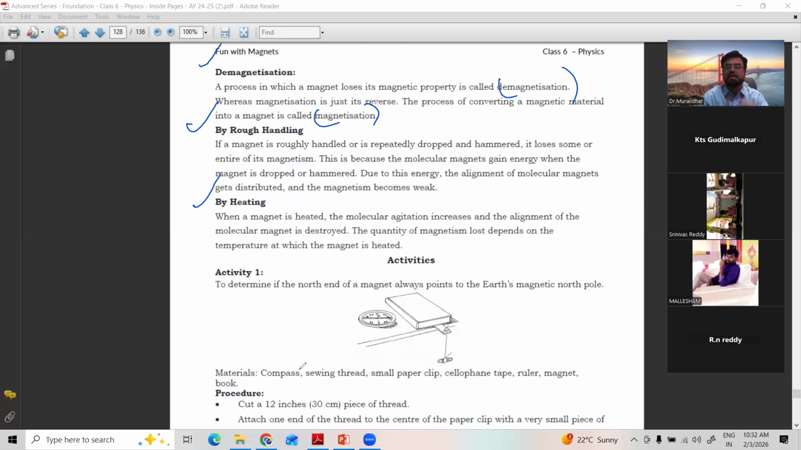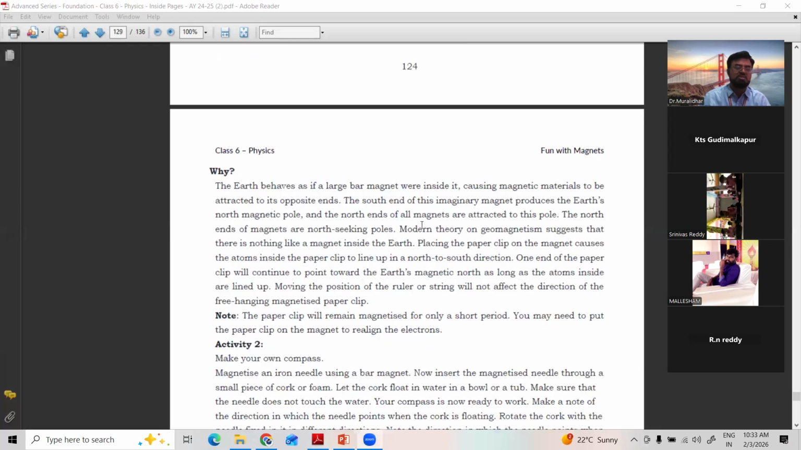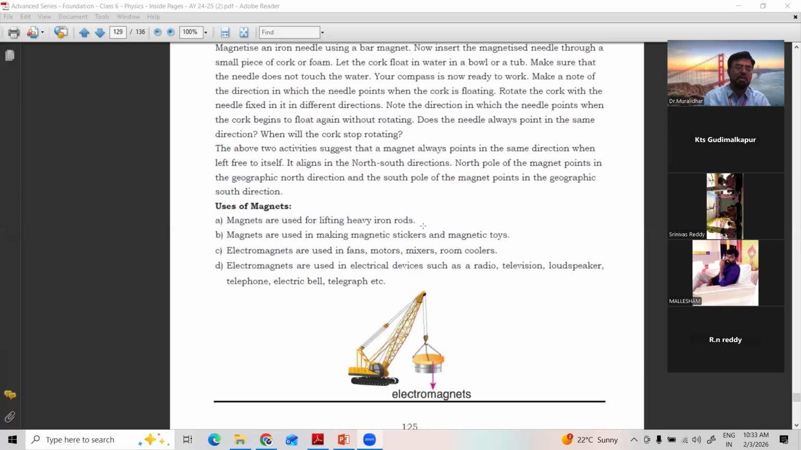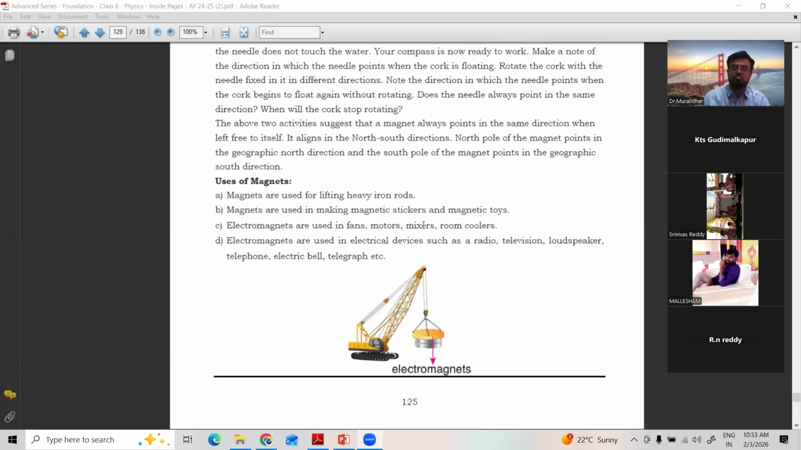by dropping from certain height, or by keeping like poles opposite each other, placed forcefully, north and north pole. Even though they are repelling, if you hold like this, after some time, both magnets will lose the magnetic property because of the continuous repulsion. That is called demagnetization.